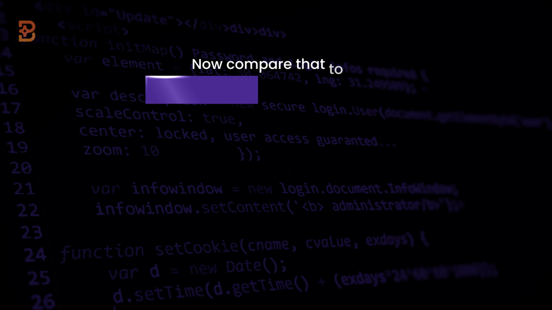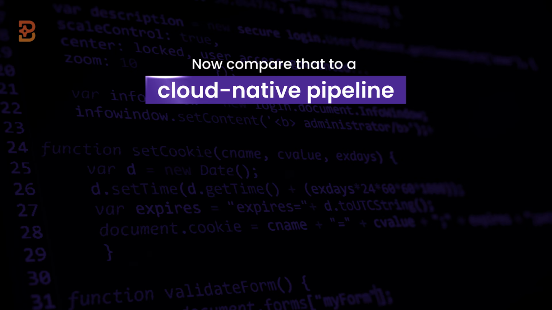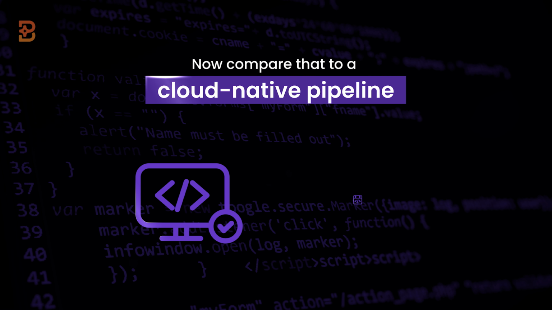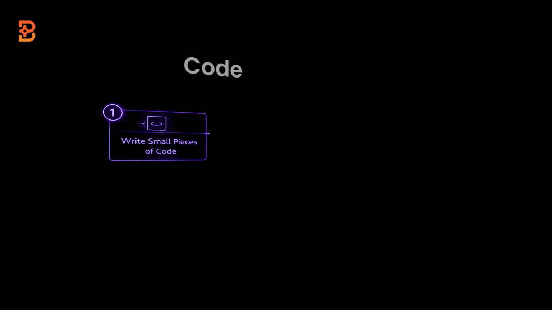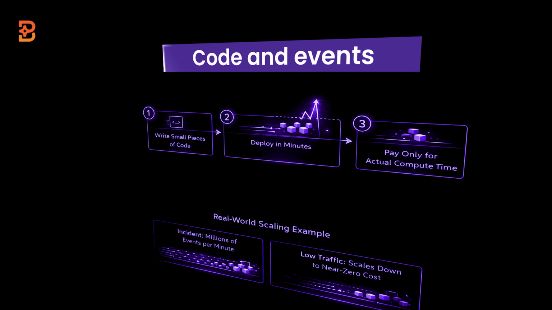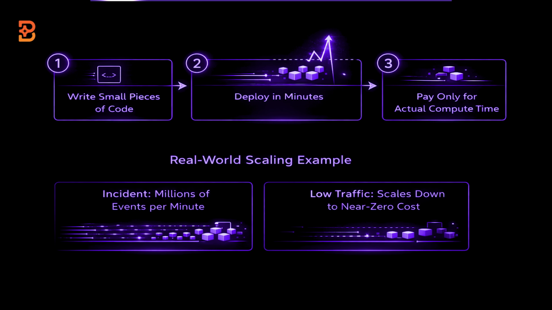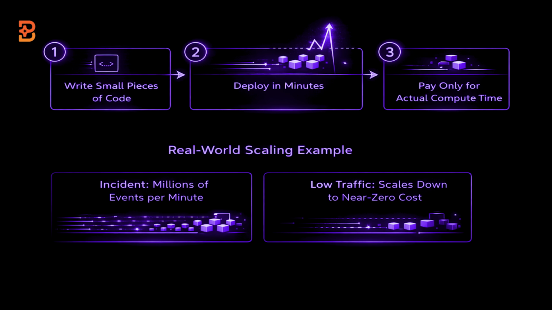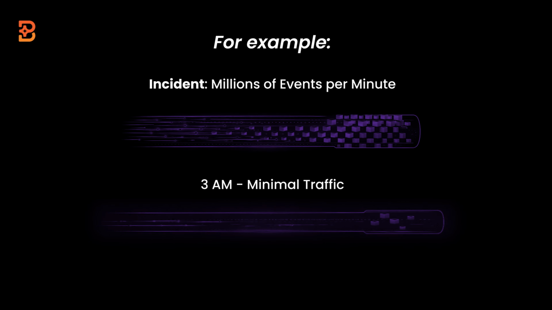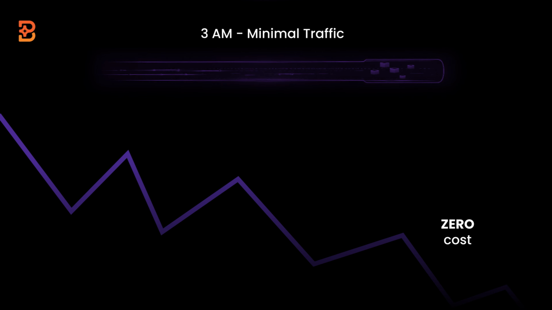Now compare that to a cloud-native pipeline. In the cloud-native model, we don't think in terms of fixed machines. We think in terms of code and events. We write small pieces of code, deploy them in minutes, let them auto-scale based on real demand, and only pay for the exact amount of compute time we actually use. For example, during an incident, your pipeline can scale up to process millions of events per minute. At 3 a.m., when traffic is minimal, it can scale all the way down, sometimes to almost zero cost.